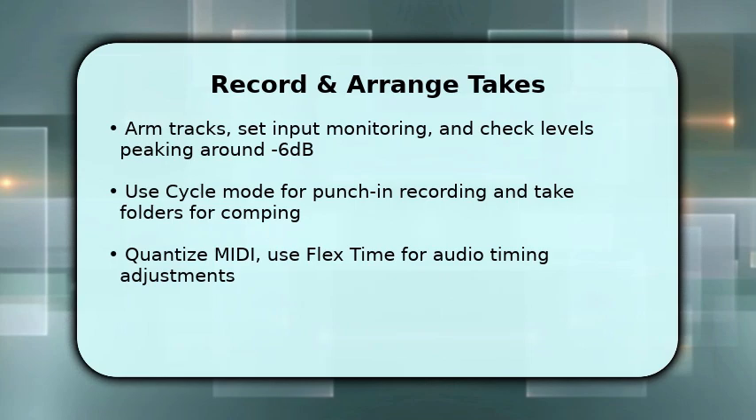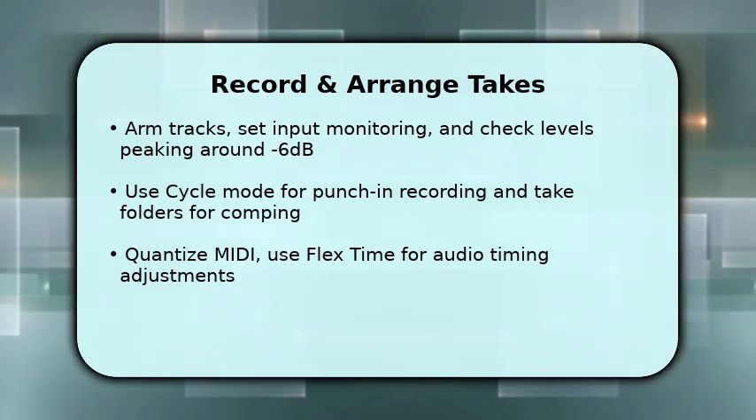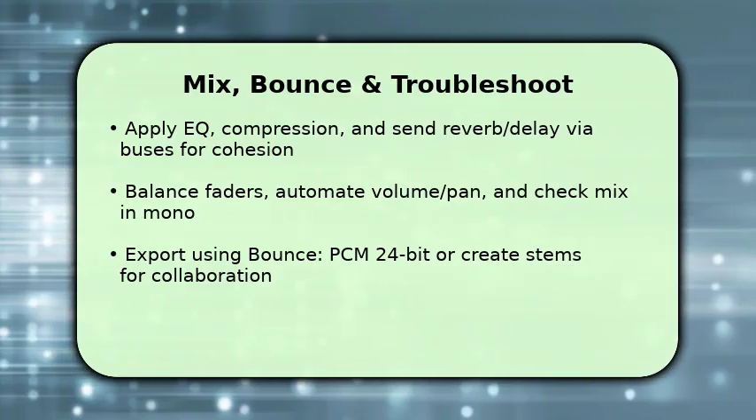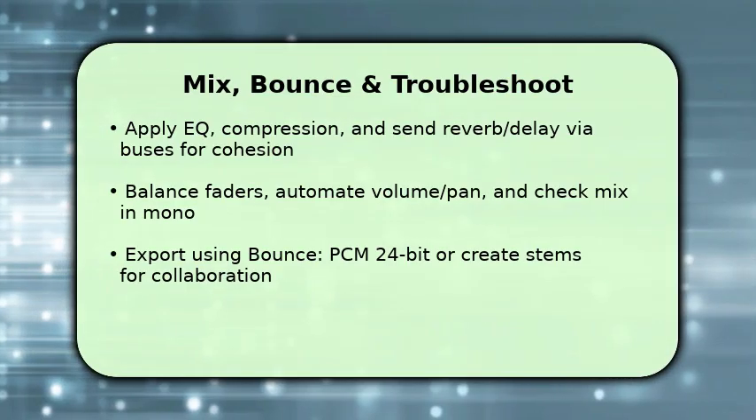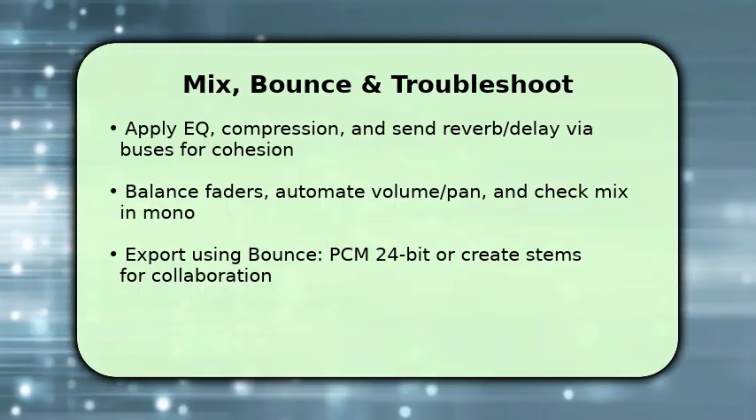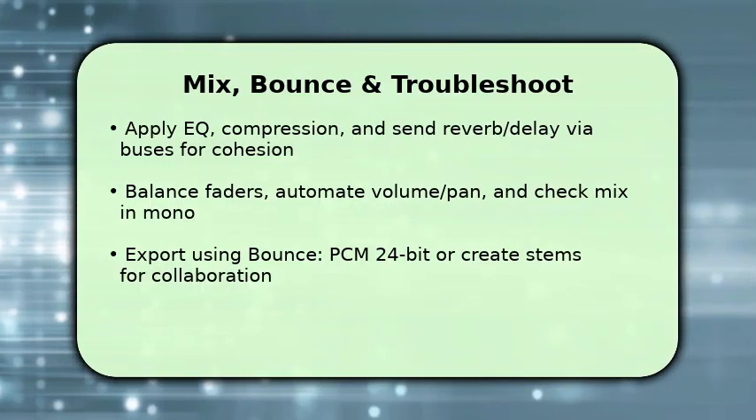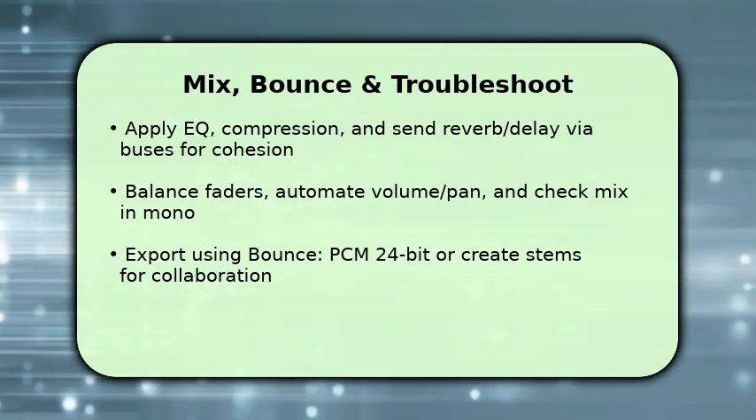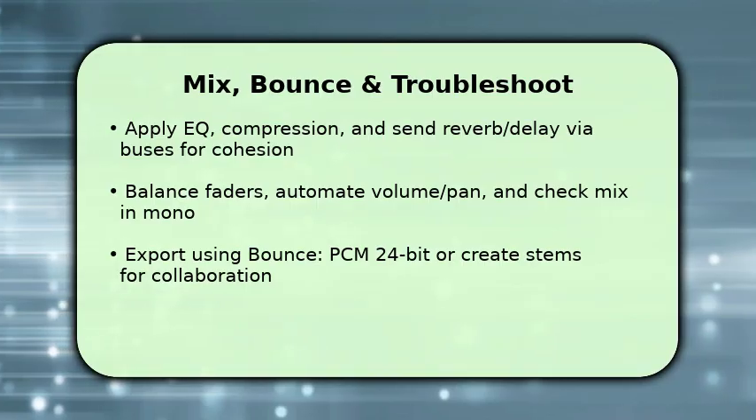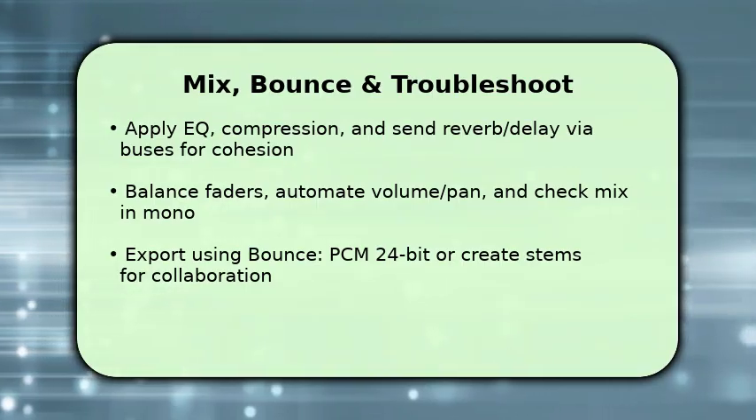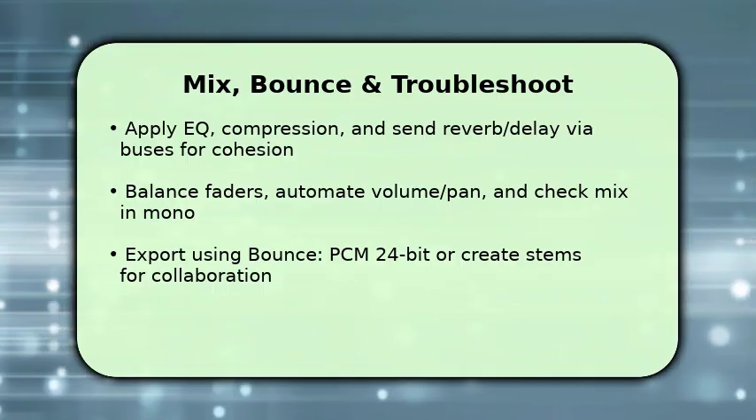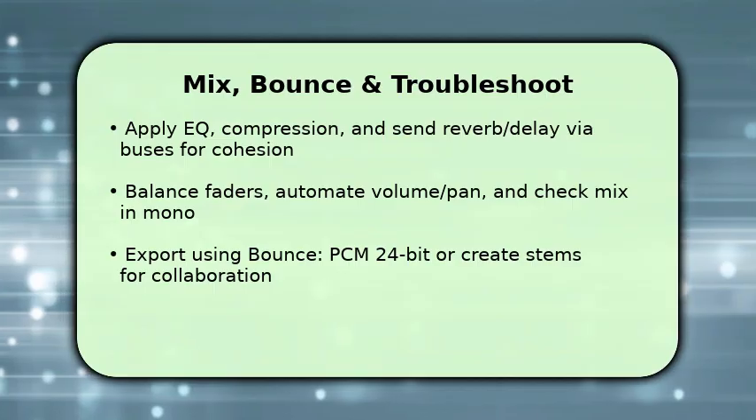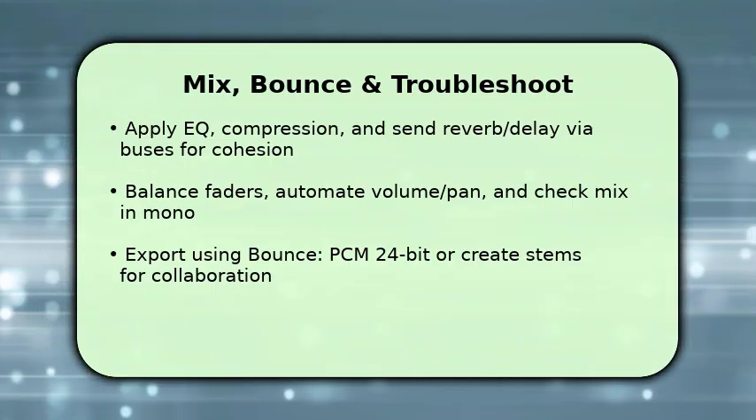You finish by shaping tones and balance. Place subtractive EQ first to remove problem frequencies, add gentle compression to control dynamics, and route ambience to buses so effects sit together. Once levels and automation feel right, check the mix in mono and on different speakers to confirm translation. When ready, use bounce to disk with 24-bit PCM or export stems for collaborators. If you hear clicks, ensure no overlapping regions or mismatched sample rates.